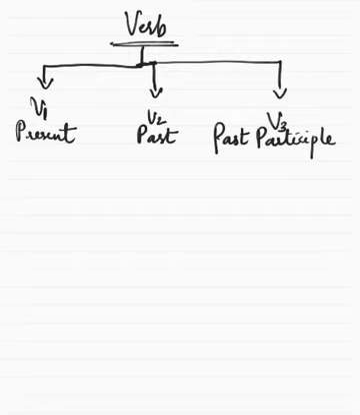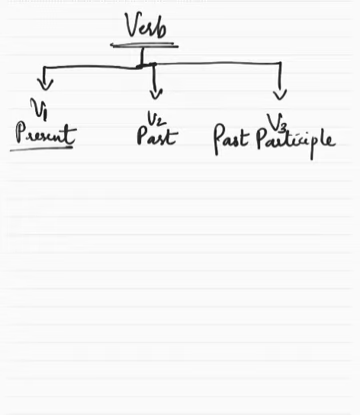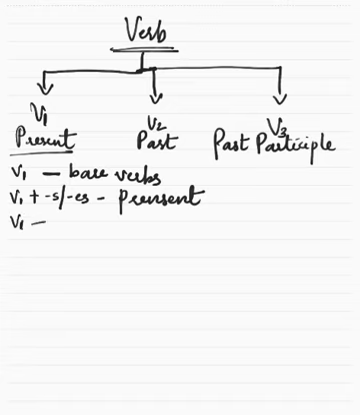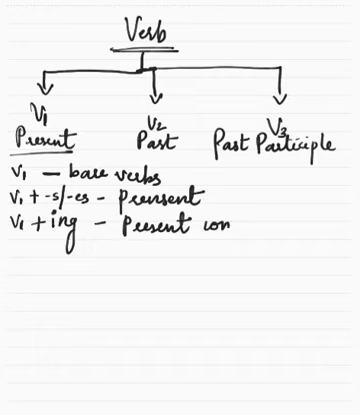And when I talk about the present tense, there are again types of it. There is V1, the basic one, the bare verb. These are also called bare verbs. Then one more is V1 plus s or es. Both of these are used in the present situation. The next one is V1 plus ing. This is also used in the present situation, but continuous, when the situation is going on.